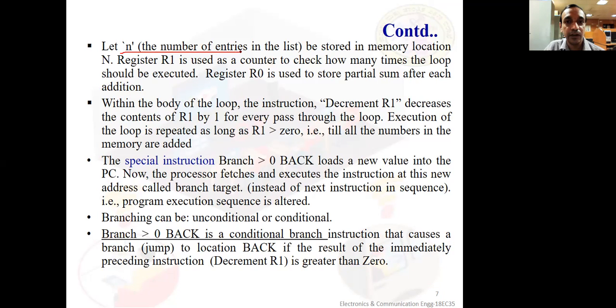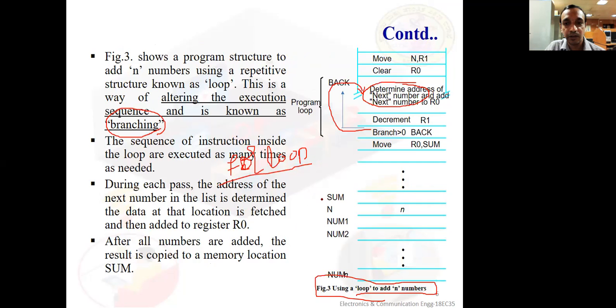So let n be the total number of additions we want to do, and R1 is used as a counter, R0 is used to store the sum, right? This I can explain with a simple C program also. So just let me do this. Suppose, how do you write this?